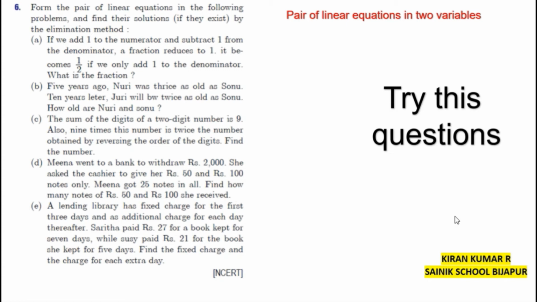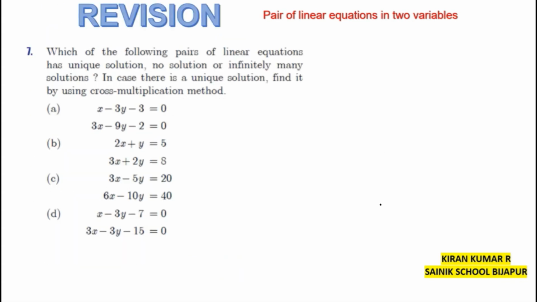Let me take up the next question. I want you to try this 6th question. 7th question, let us see. In the 7th question, they have given the set of equations. For each of these pair of equations, we have to solve by cross multiplication method. In case if there is a unique solution, we have to solve by cross multiplication method. Just for the practice sake, I have brought in one more question which is related to cross multiplication method. Let us solve that. This again you can try.